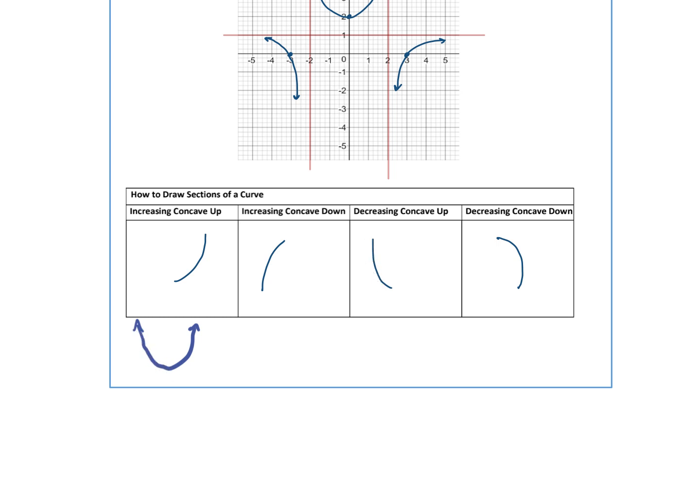And then for concave down, we can have the same thing. We could have increasing concave down is the left side of it. Decreasing concave down is the right-hand side of it. So it's important to make note.